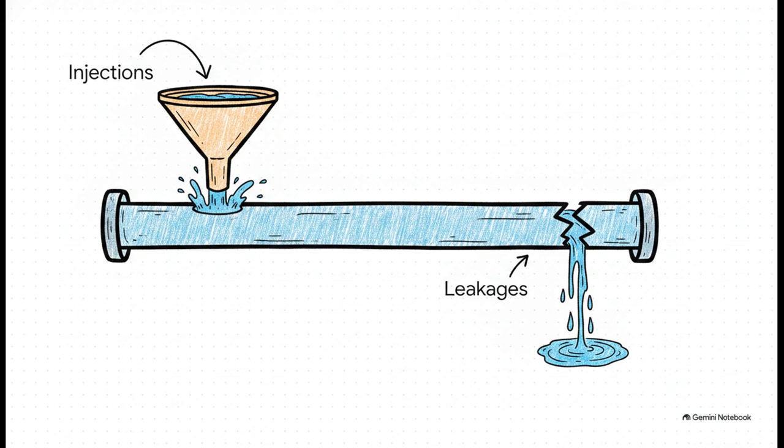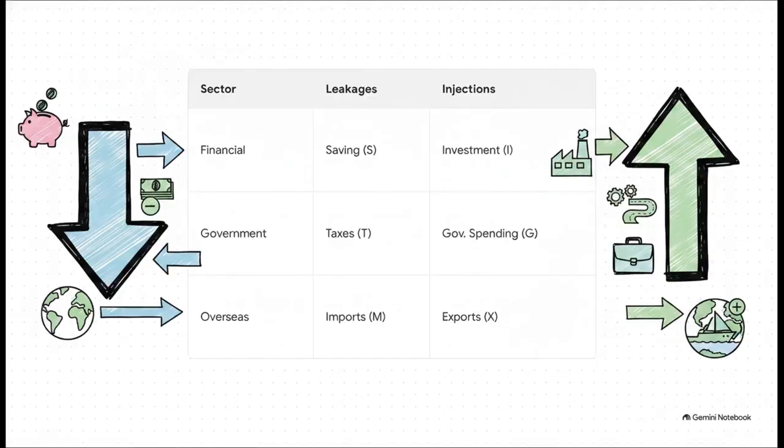Just like water leaving or entering our pipes, these forces are constantly pushing and pulling at the total volume of our economic activity. So, where exactly are these valves located in our five-sector model? Well, in the financial sector, the main leakage is saving. Money you stash away and don't spend, while the big injection is investment. Over in the government sector, taxes leak right out of the current income stream, while government spending injects cash back in. And finally, in the overseas sector, imports act as a leakage because our money goes abroad to pay for them, while exports are an injection since foreign money is coming straight into our economy.